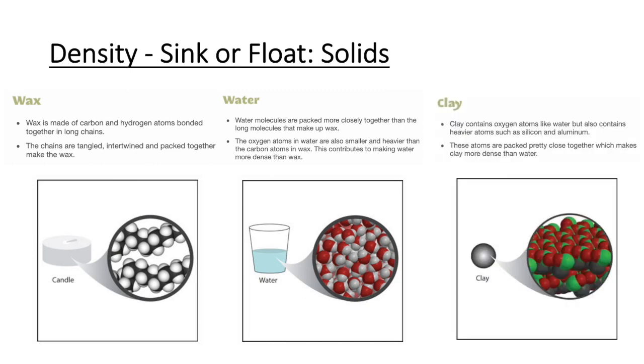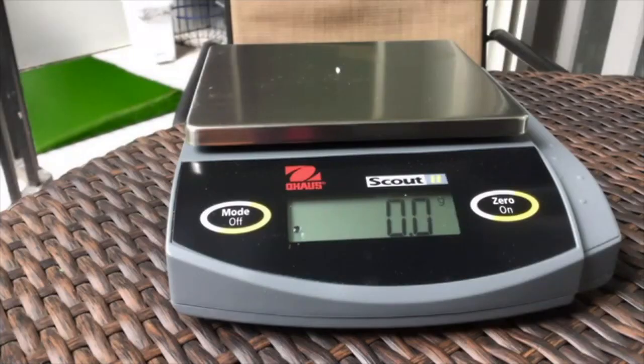And then finally, clay. Clay contains oxygen atoms very much like water, but it also contains atoms such as silicon and aluminum. And here you can see the arrangement of the atoms within clay. So now let's go on, make your predictions as to how the wax and the clay will behave when they're dropped into the water.